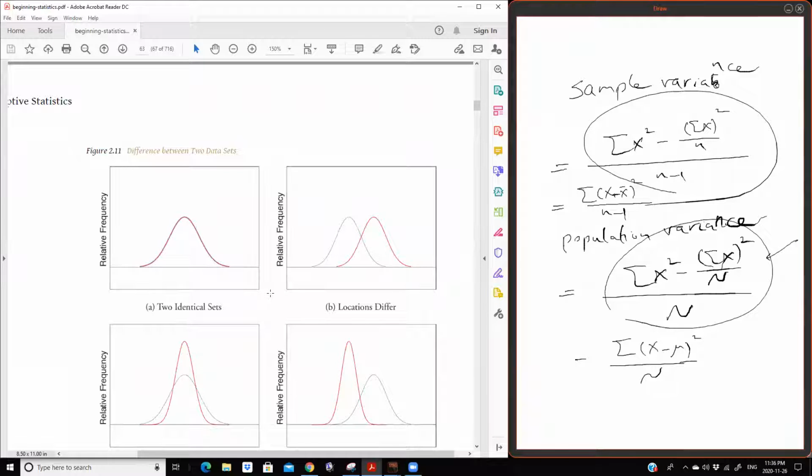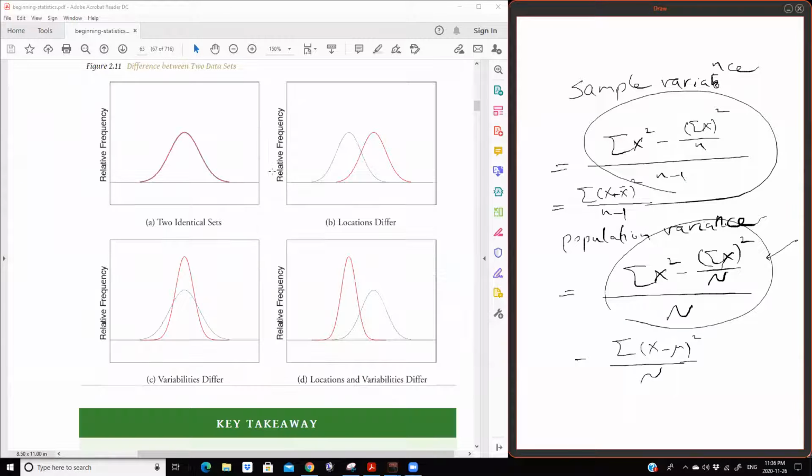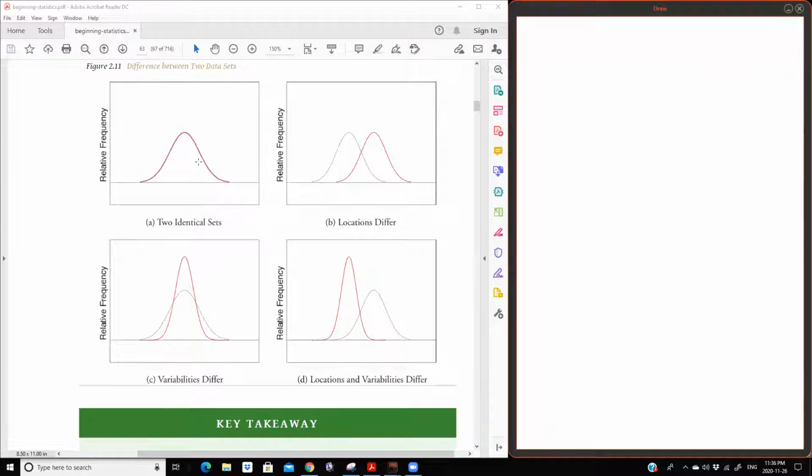Okay. Now that you know about the mean and you know about the variance, here you have some diagrams that compare different scenarios. So imagine you have two sets that have the same variance and they have the same mean. If the mean and the variance are exactly the same, then they're going to be identical. They just, one is on top of the other one. These are the relative frequency histograms.